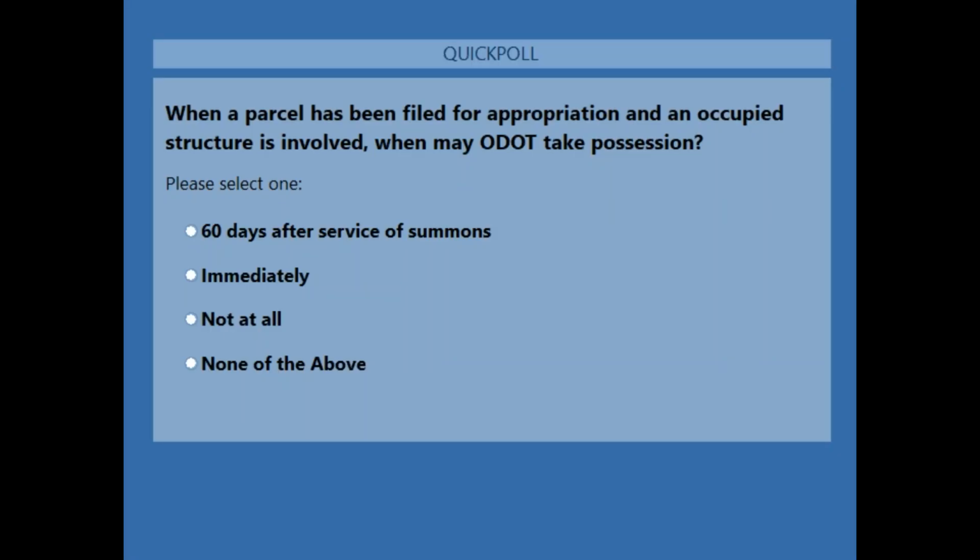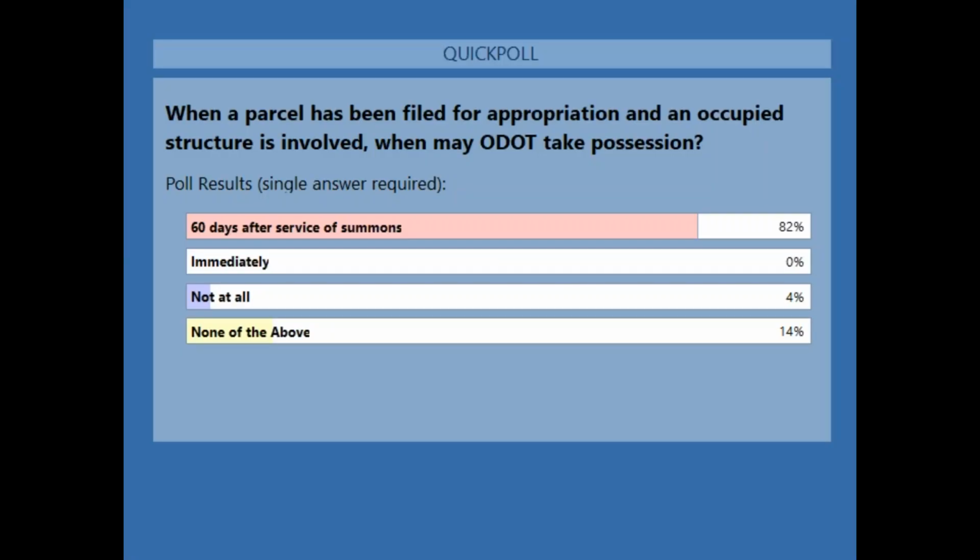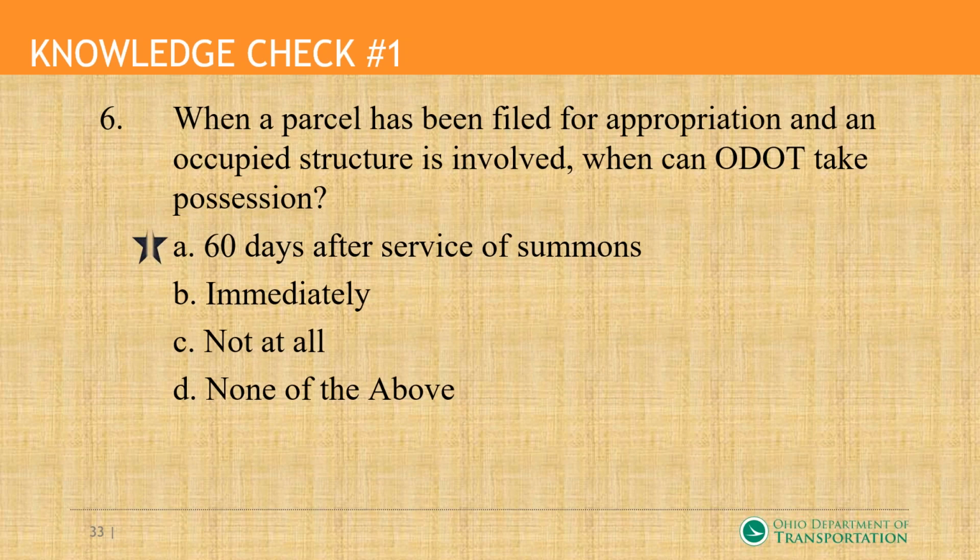I went ahead and put the next question up already before you advance the screen. When a parcel has been filed for appropriation and an occupied structure is involved, when may ODOT take possession? 60 days after service of summons, immediately, not at all, none of the above. I also saw a comment in the question pod. If you are having issues with the polling questions and being able to vote, don't worry about it. It looks like the majority of you are not having issues though. I'm going to share the results. 82% said 60 days after service of summons. Nobody said immediately. Not at all was 4%, and none of the above was 14%. I'll hide that. You can share the answer.